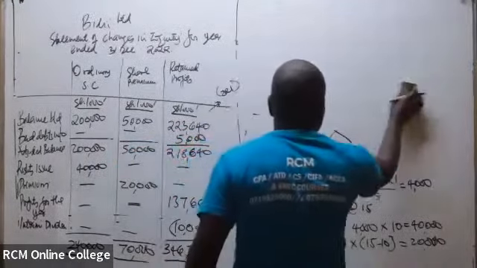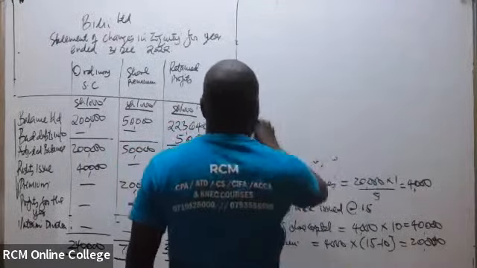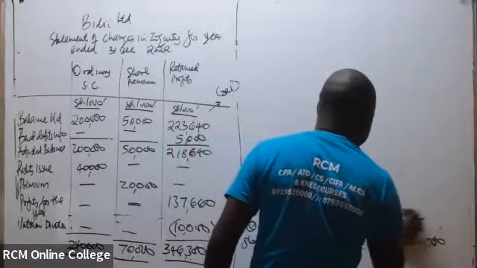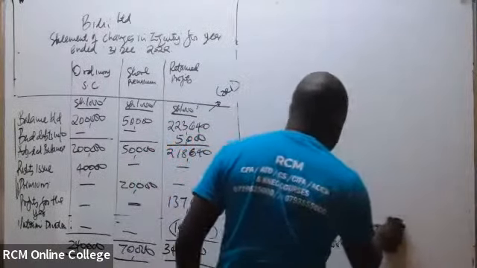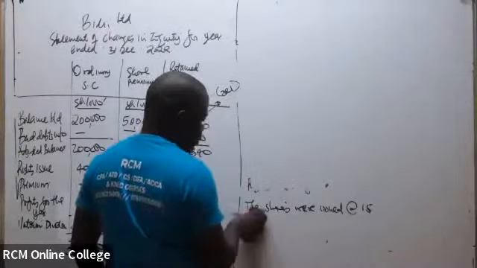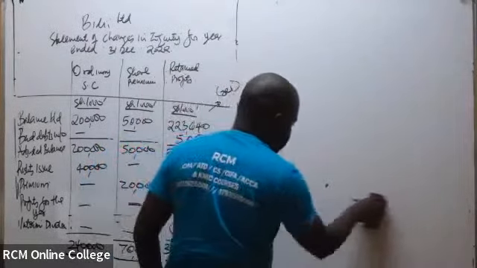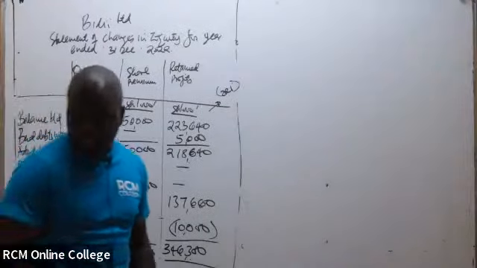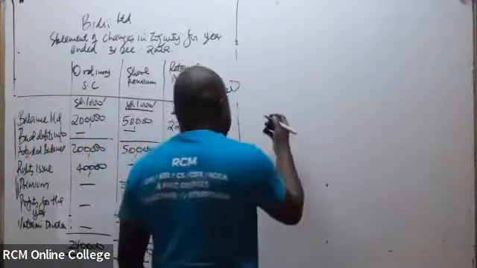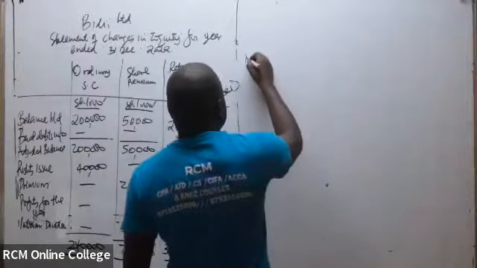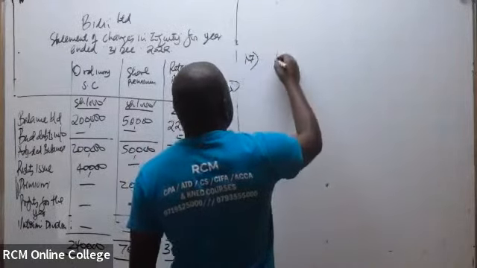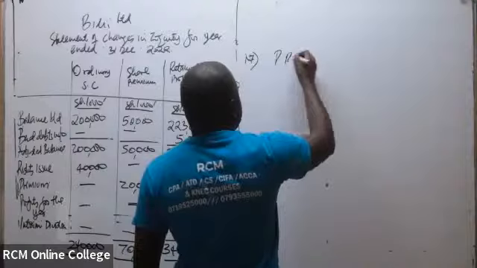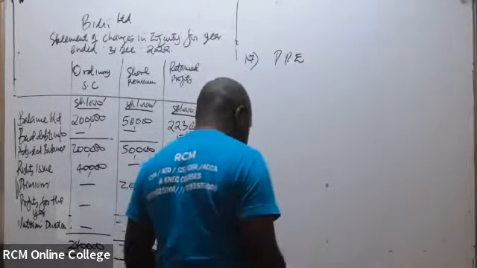we can do another working. Which working are we going to look at before we come up with the statement of financial position? In this case, calculate the property, plant, and equipment. So it will be working 7, the PPE, property, plant, and equipment movement schedule.